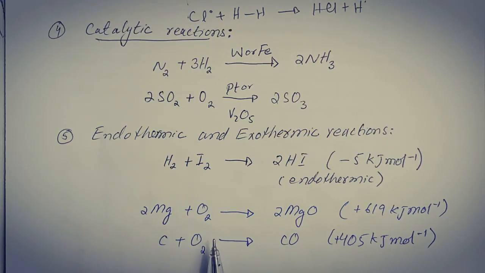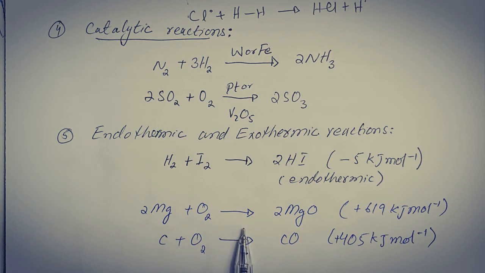Other reactions accompanied by the evolution of heat are said to be exothermic reactions, and they are also known as spontaneous reactions. So the burning of magnesium or carbon in the presence of oxygen generates the oxides like magnesium oxide and carbon oxide with generation of heat energy, and these are known as exothermic reactions.